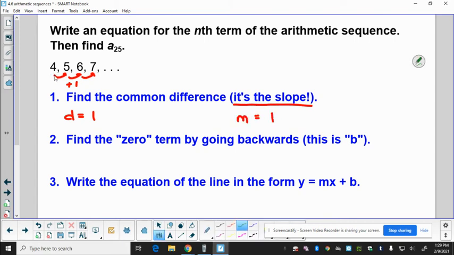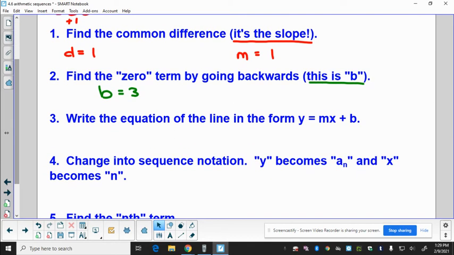Next step, number 2. Okay, everybody, go backwards 1 term. Go back 1 more. Where would you be? Well, if you're adding 1, take away 1. You'd be at 3, wouldn't you? Now remember, this is b, right? So we're going to say b is 3. Now let's write the equation of the line because you have everything you need. Y equals mx plus b.